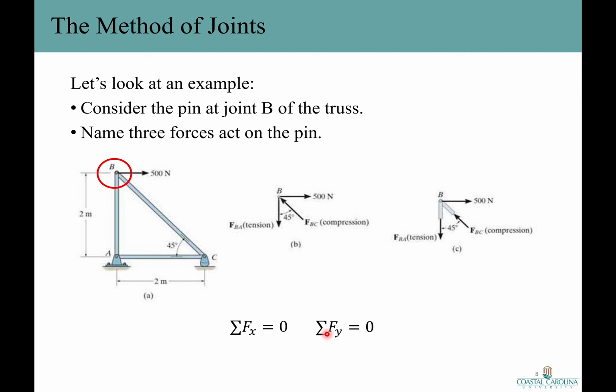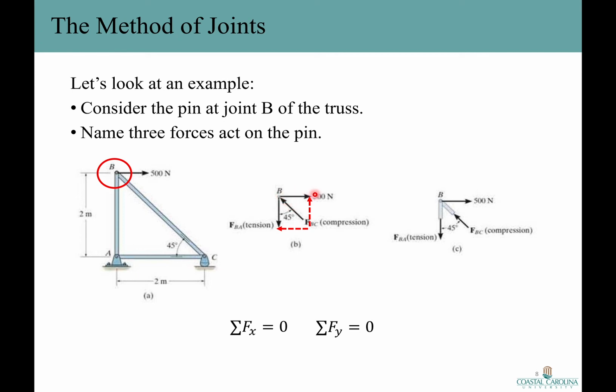One important thing is how to find the sense of each member force. When applying these equations, the correct sense of an unknown member force can be determined using one of two possible methods. All right. The first one is that the correct sense of direction of an unknown member force can in many cases be determined by inspection. For example, F sub BC in figure B must push on the pin since its horizontal component, F sub BC times sine of 45 degrees, must balance this 500 Newton force.